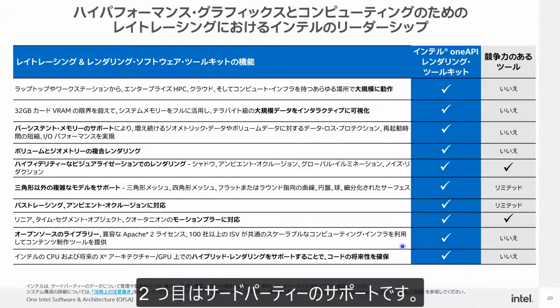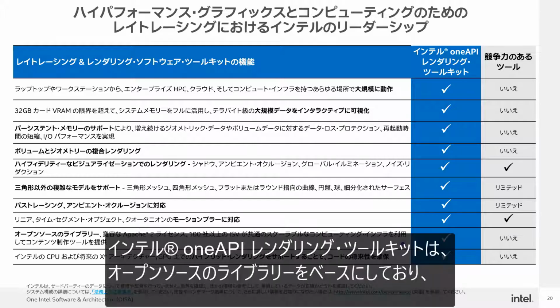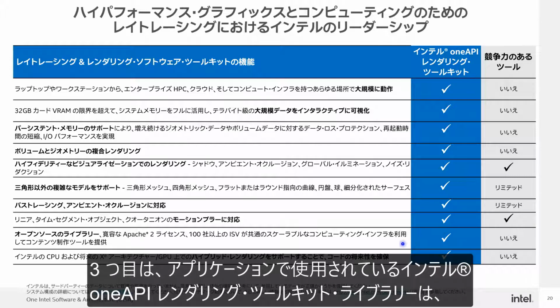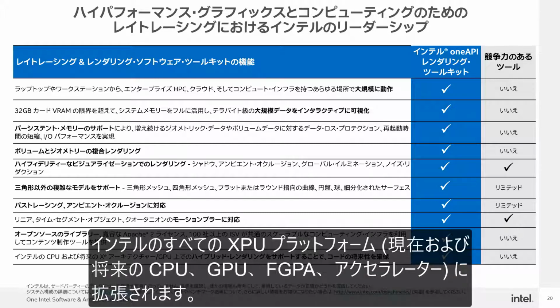Second is third-party support. oneAPI rendering toolkit is based on open source libraries and used by a broad range of third-party applications. And finally, please also note that Intel oneAPI rendering toolkit libraries used in these applications will extend to Intel's full XPU platform, which is the current and future CPUs, GPUs, FPGAs, and accelerators.